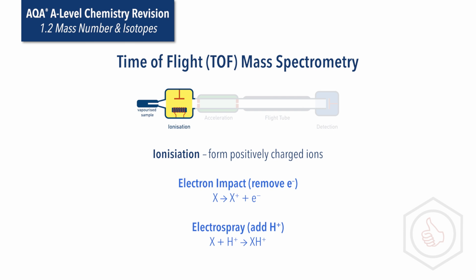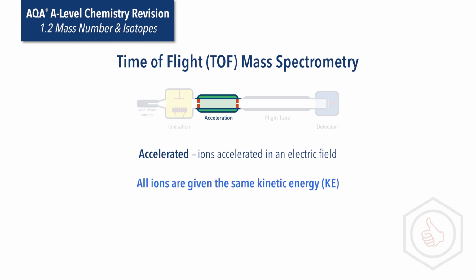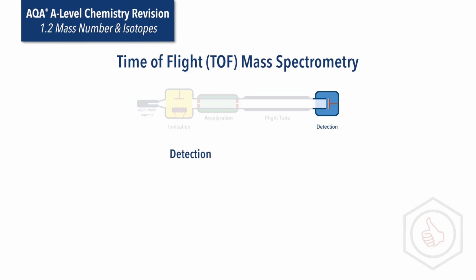The positively charged ions formed in ionization are then accelerated during the acceleration stage by being passed through an electric field. This is a really important stage as the acceleration means all ions are given the same amount of kinetic energy. Because some ions will be heavier than others due to having different masses, some will travel faster than others and therefore pass through the mass spectrometer in a quicker amount of time. This is ion drift. After this, the ions are detected by hitting a detector plate.